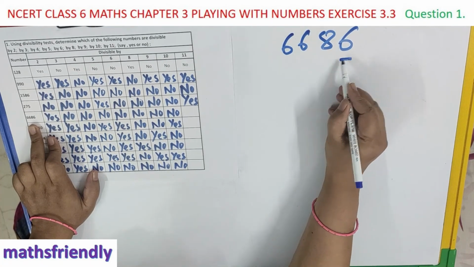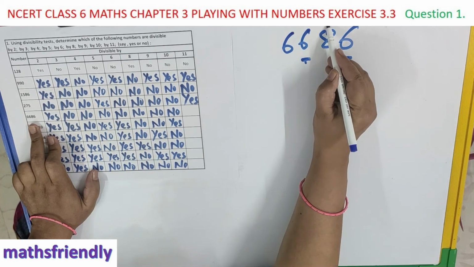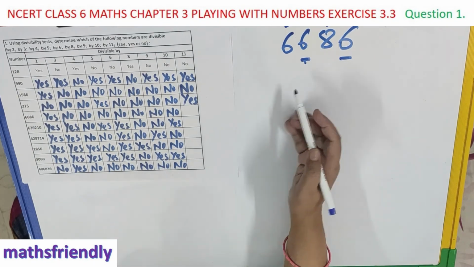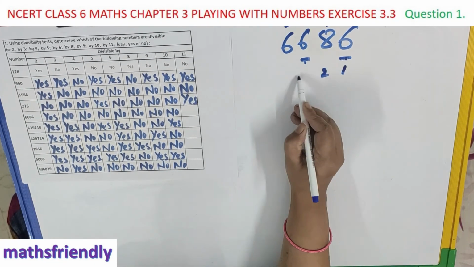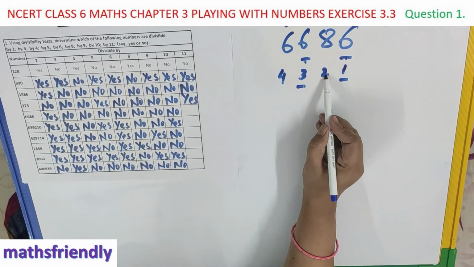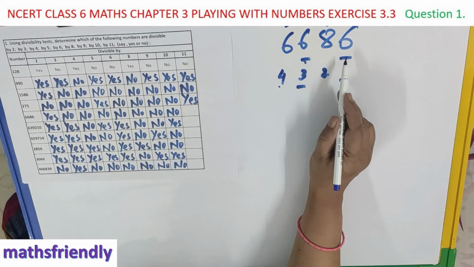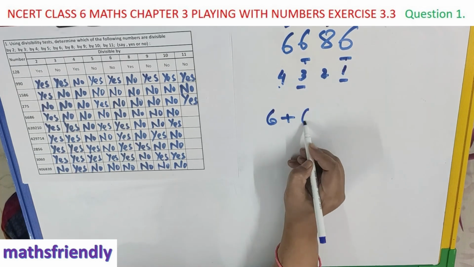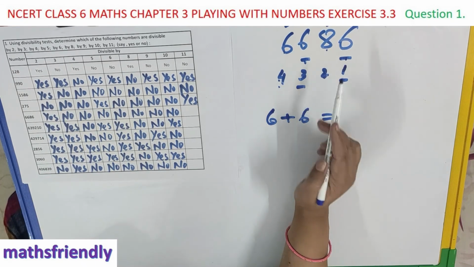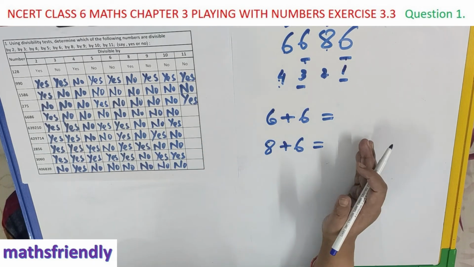6686. The digits at odd places are 6 and 8, and the digits at even places are 8 and 6. From the right we have to take. The first digit is this one, the second is this, the third is this, the fourth is this. So these two are the odd places and these two are the even places. We have to find the sum of the digits at odd places, so 6 plus 6 first, and then the sum of the digits at even places, 8 plus 6, taking from the right hand side.